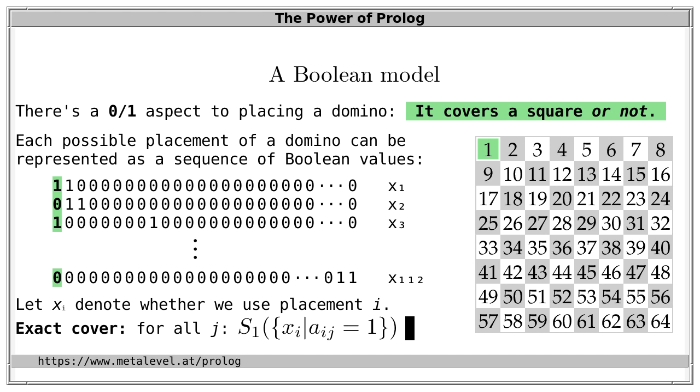So for example, let's consider column 1. And suppose we set x1 to true. So we choose this placement. Then we cannot also set, for example, x3 to true, because square 1 would then be covered by two dominoes. So either x1 or x3 must be true, or neither of them, but not both of them, because these placements overlap. And thus we have expressed the problem in terms of Boolean satisfiability. We must assign truth values to the variables xi such that certain constraints are satisfied.